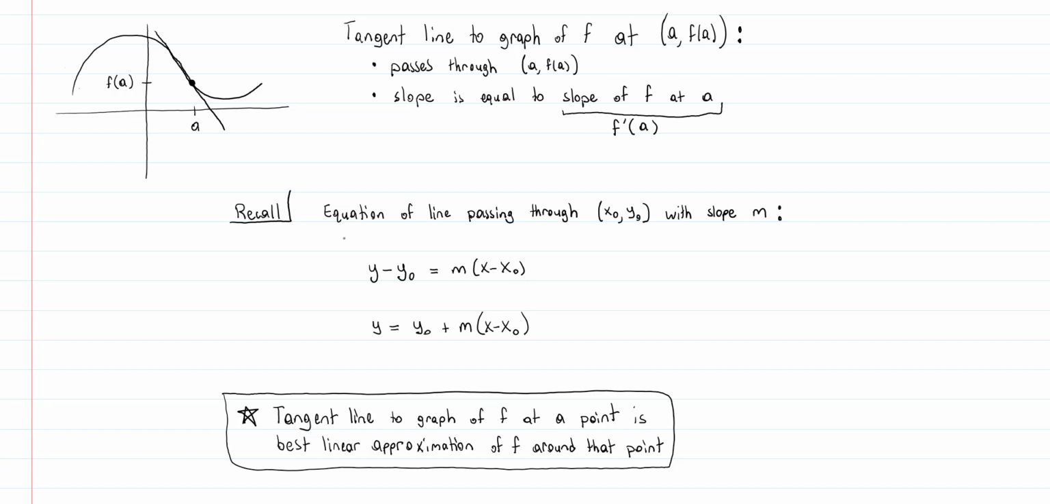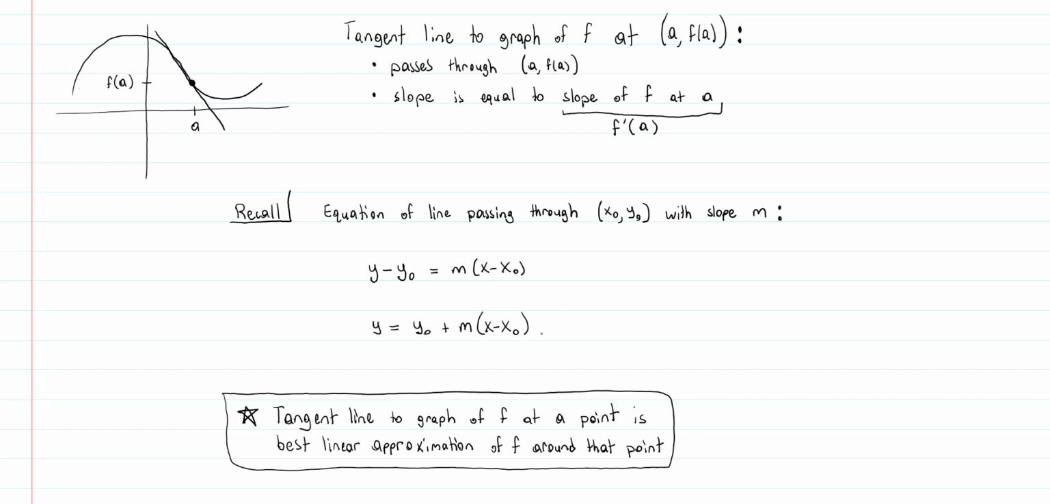Now, recall the equation of a line passing through a point (x0, y0) with a slope of m can be written in the so-called point-slope form, where the equation is y minus y0 equals m times (x minus x0), and you can add the y0 to the other side. We're going to be doing some examples of finding equations of tangent lines, so we're going to need to know this formula in order to do that.